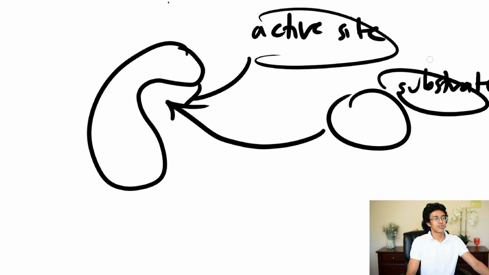So active site and substrate are literally the only two things you gotta know about enzyme anatomy, I don't know. But these are two pretty important words, so know what they mean.